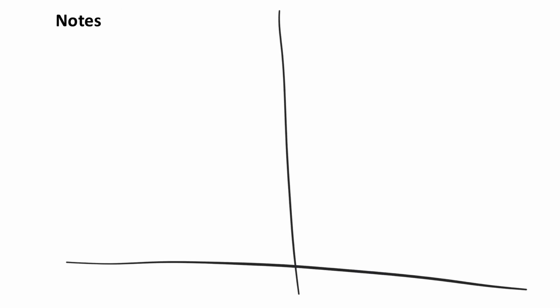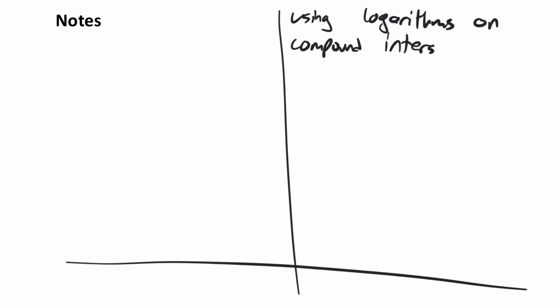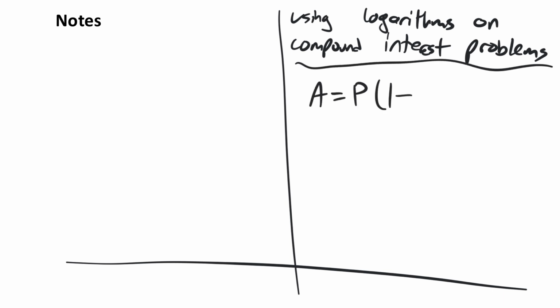All right, let's go ahead and take some notes on this. This is using logarithms on compound interest problems. Okay, so if we look at our formula, there's different letters that you could solve for here. Okay, and if you need to solve for A, this is just plug it in. That's super easy to solve for A. That's how the formula is set up.